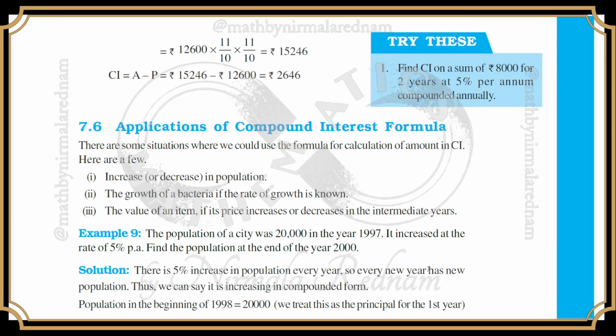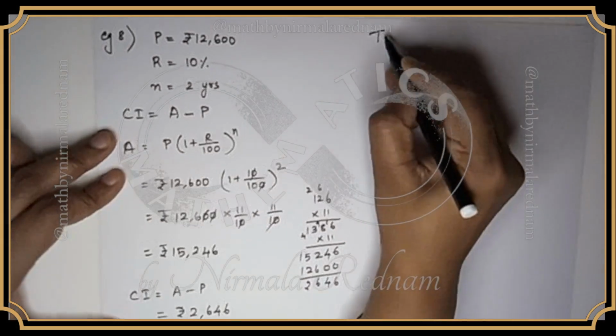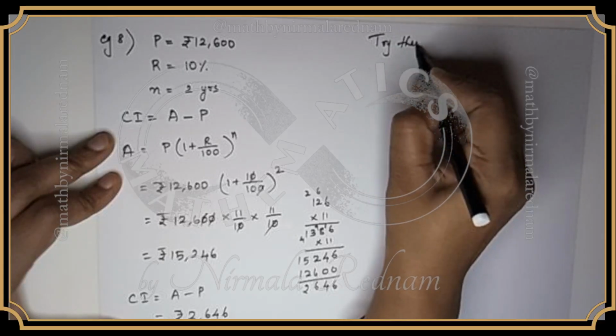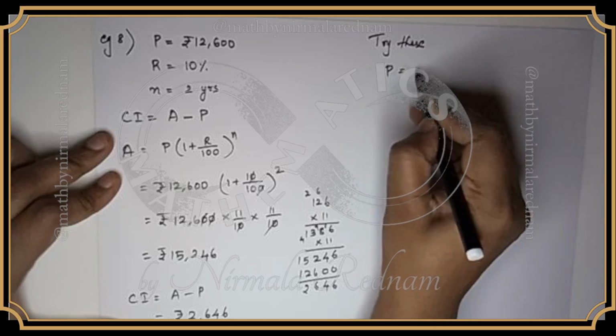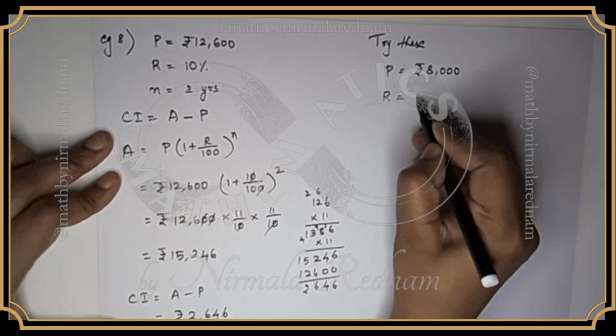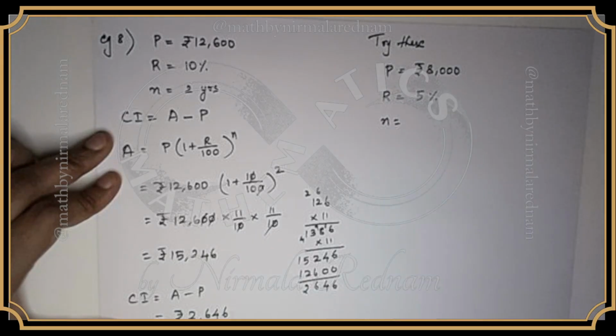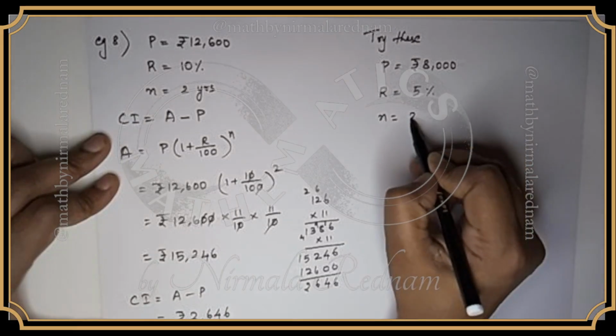Now let's look at this Try This question. Find CI, which is the compound interest, on a sum of 8,000 for 2 years at 5% per annum compounded annually. Let's write down the information given to us. What is the principal amount here? They're talking about a principal amount of 8,000 rupees, a rate of interest of 5%, and a time period of 2 years, right? So I have n is equal to 2 years.